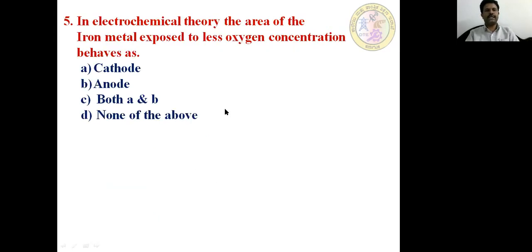Question number 5. In electrochemical theory, the area of the iron metal exposed to less oxygen concentration behaves as option A, cathode, option B, anode, option C, both A and B, option D, none of the above. So as we discussed in the electrochemical theory of corrosion of iron metal, the area of iron exposed to less oxygen concentration behaves as anode. So the right answer is option B.